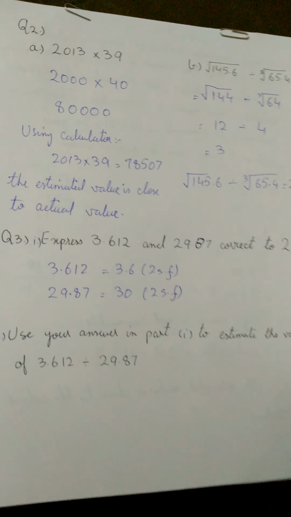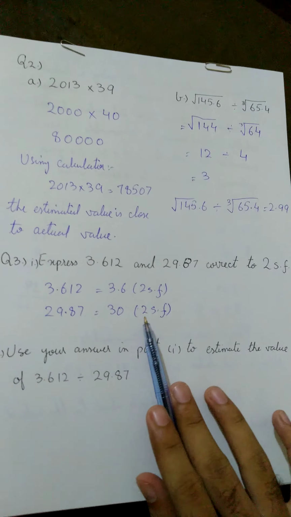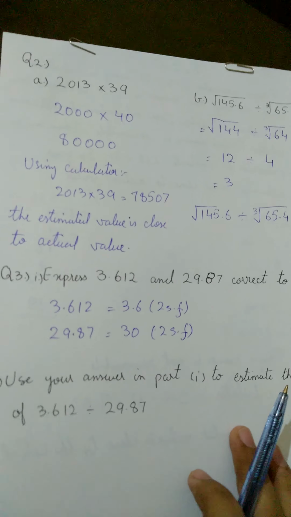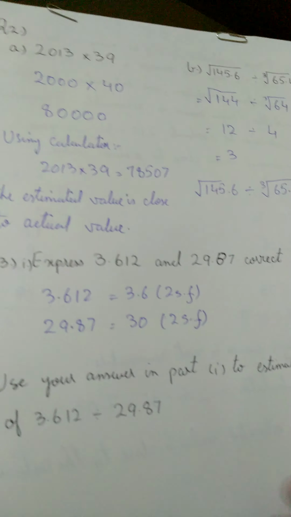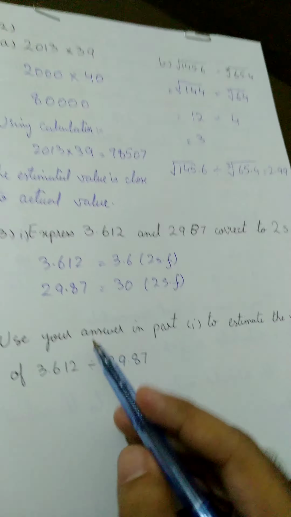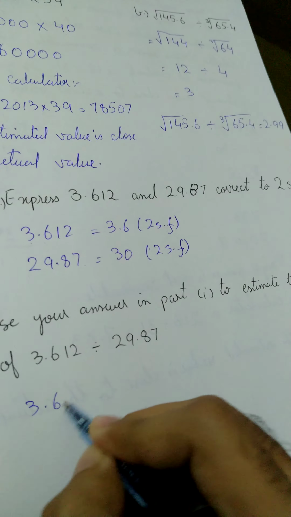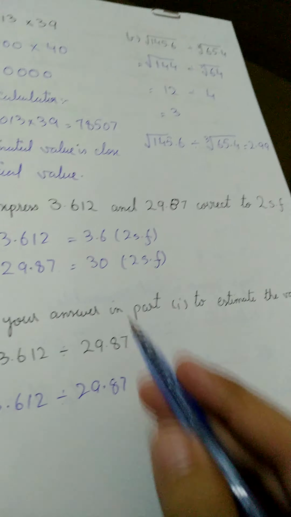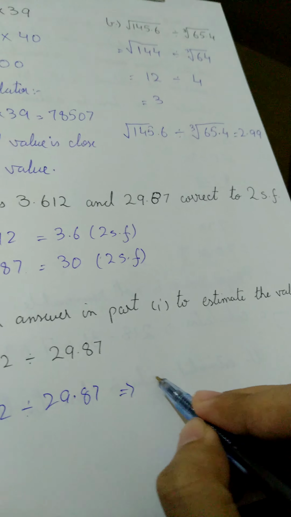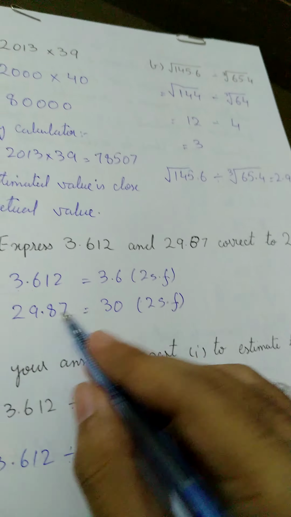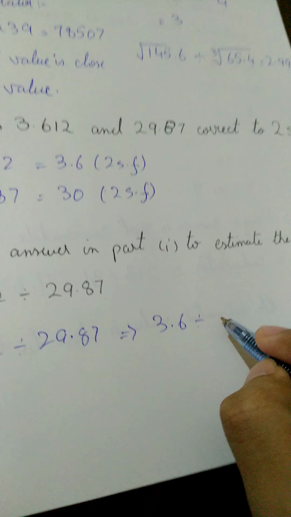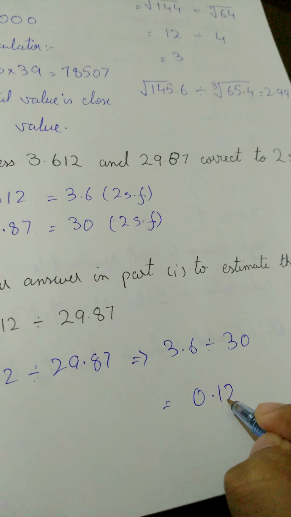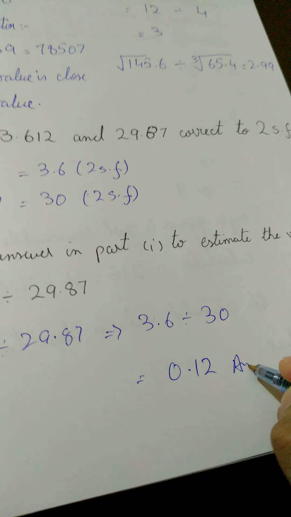Okay, so here we have part 2. Use your answer in part 1 to estimate the value of 3.612 divided by 29.87. We now have to find the estimated value of the division of these two values. So let's write it here: 3.612 divided by 29.87. If I round off 3.612, it will give me 3.6. Again, rounding the other number off will give me 30. So I'm writing here divided by 30. 3.6 divided by 30 would give me the answer 0.12. So this is my estimated answer.